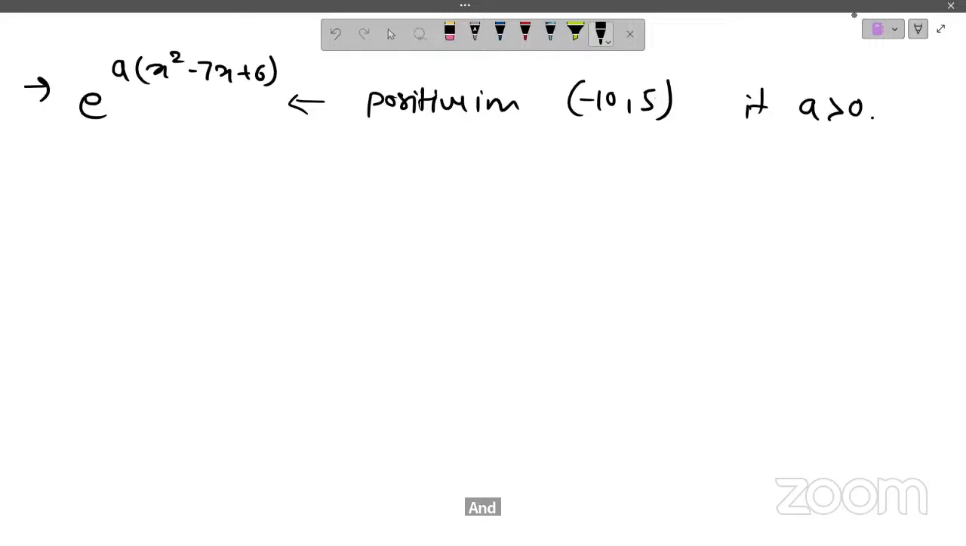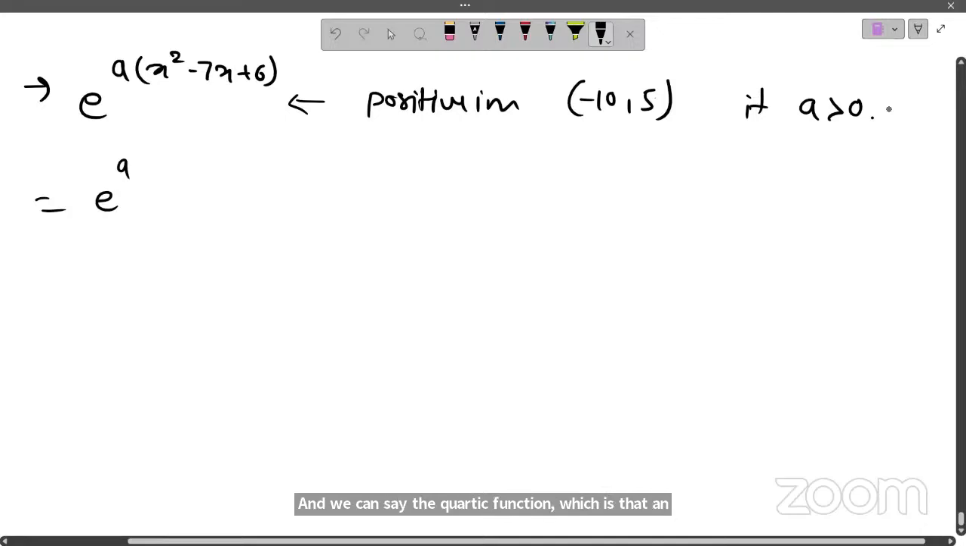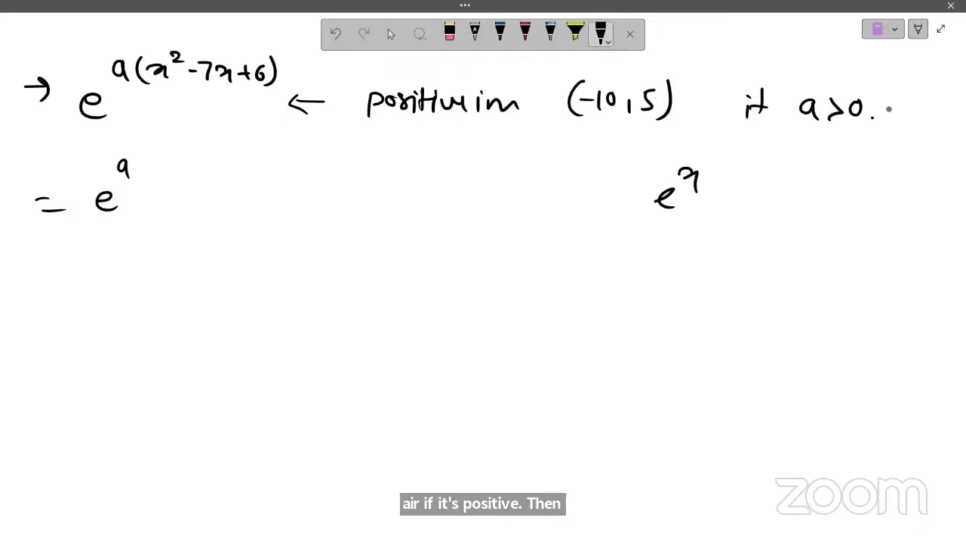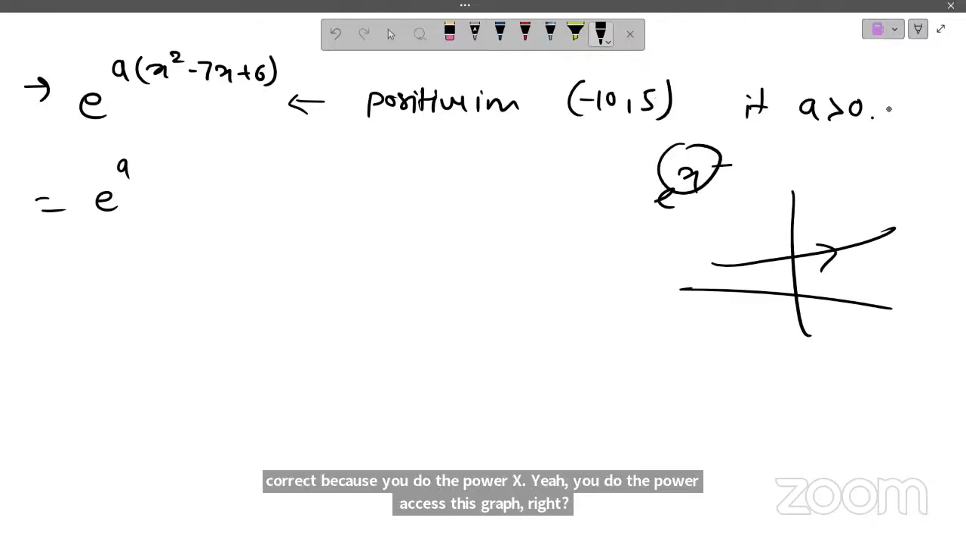So what you can do, first of all, I simplified it. I just took the ln. But why should you take the ln? I mean, we can take the ln if we have some LHS equals RHS type thing. But ma'am, we can say that if the quadratic function written here is positive, then the whole e to the power function is positive. Yeah, e to the power x has this graph, right?